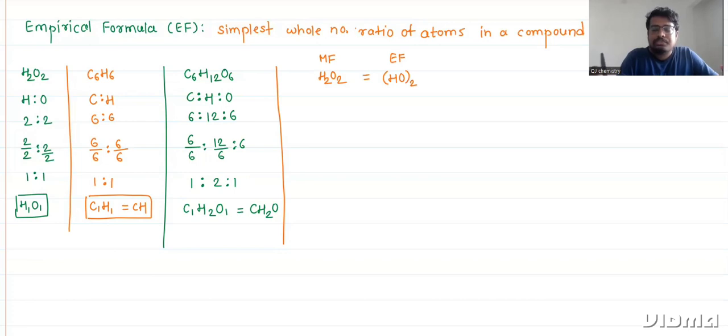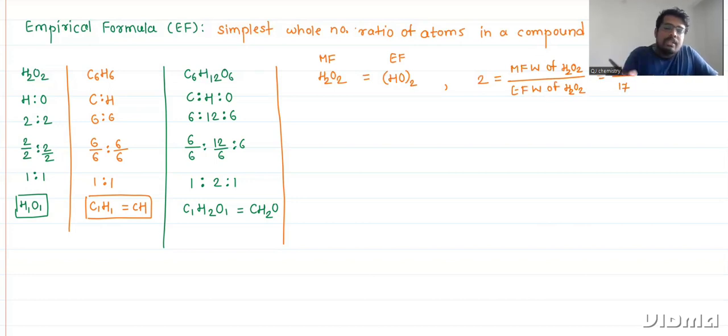So n is equal to the molecular formula weight of hydrogen peroxide divided by the empirical formula weight of hydrogen peroxide. What is the molecular formula weight of hydrogen peroxide? The molecular mass of hydrogen peroxide is 34. And the empirical formula weight, that is one H and one oxygen, is 17. So the ratio is equal to 2.